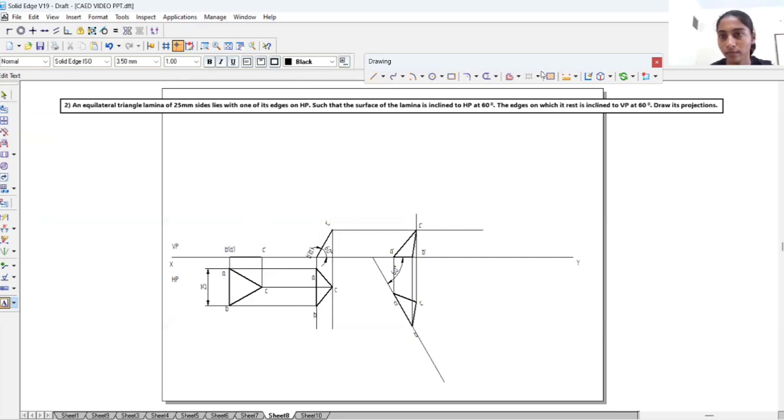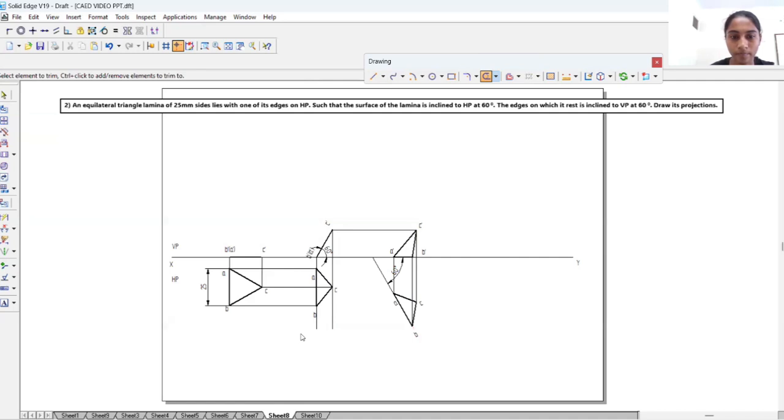At last we will trim these extra lines by choosing the trim option. And we will choose the leader option to denote the direction where the line is going. So this is the solution for the problem of a plane.